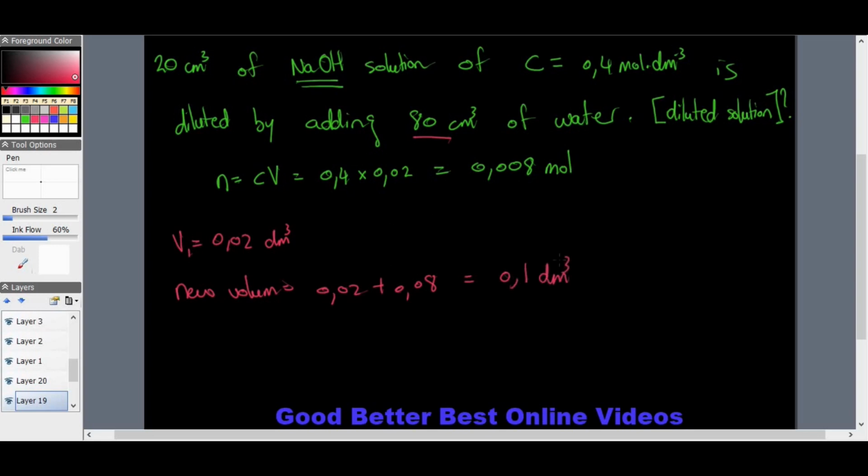Now we need to calculate the concentration with our new volume. So therefore concentration is equal to the same n divided by V, and we still take the same mole because that doesn't change, divided now by the new volume, and now that equals 0,08 mole per decimeter cubed.